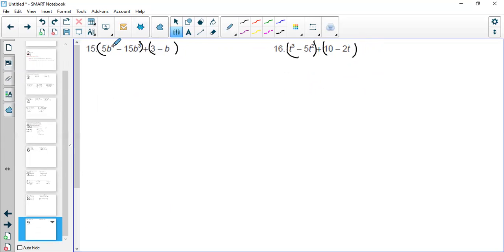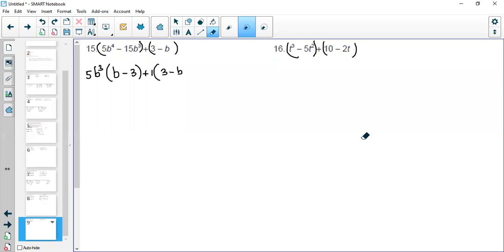So the GCF of 5b to the power of 4 and negative 15b cubed is going to be 5b cubed. So if I would divide, I will get a b here and a 3 here, because 15 divided by 5 is 3. Then again, the GCF of 3 and b is going to be 1. Now, if you would notice here, it's plus and minus, which means that's going to be a minus as well. So here I have 3 divided by 1 is going to be a 3, and negative b you're going to divide the whole thing. So that's what it means. All right, so this is going to be something like this.